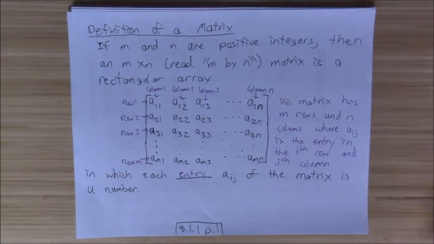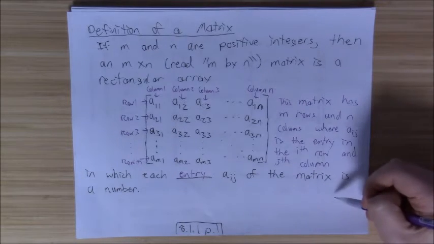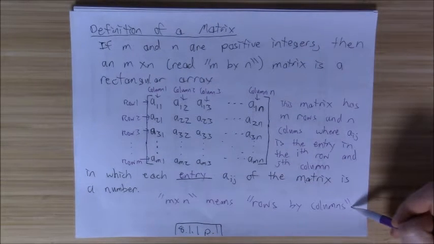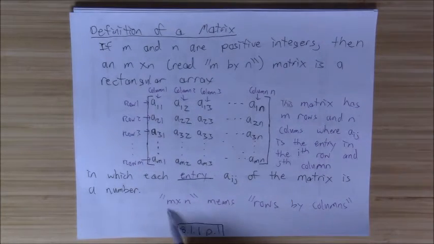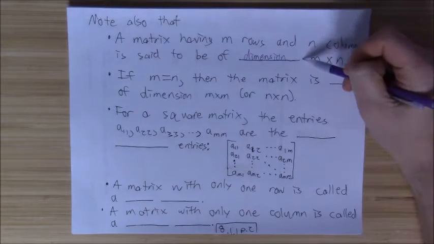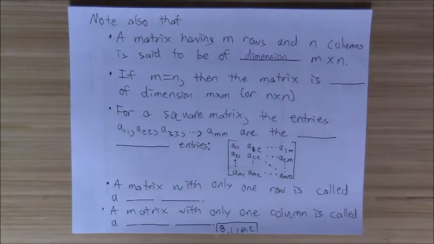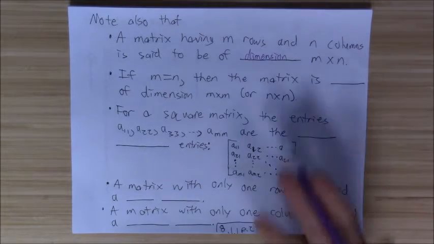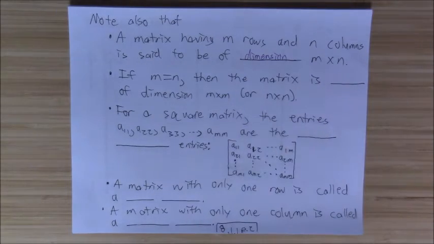And again, I want to reiterate that we always read a matrix as m by n, meaning that it's always rows by columns. So we always do rows first and then columns when we talk about an m by n matrix. A few other things to note. A matrix having m rows and n columns is said to be of dimension m by n. And so dimension for a matrix is kind of like its size. It's how big it is. If I said a 2 by 3, I would expect its dimension to be 2 by 3, which would mean that it would have 2 rows and 3 columns.